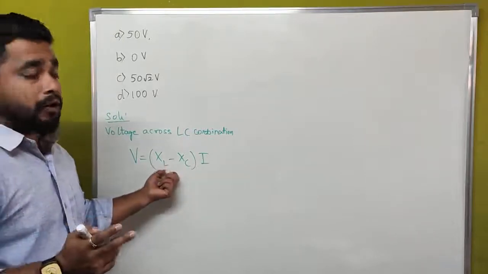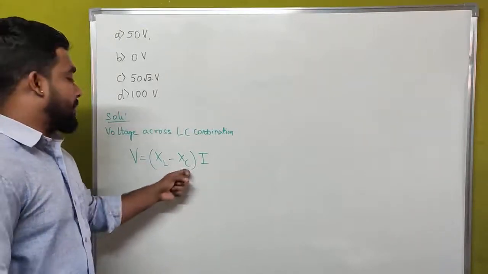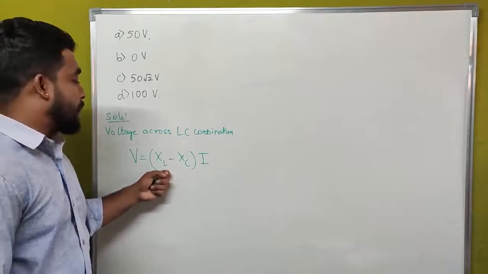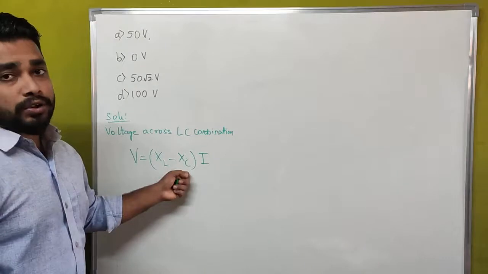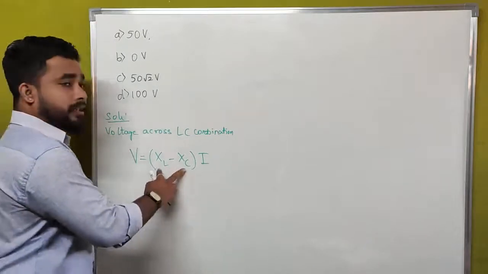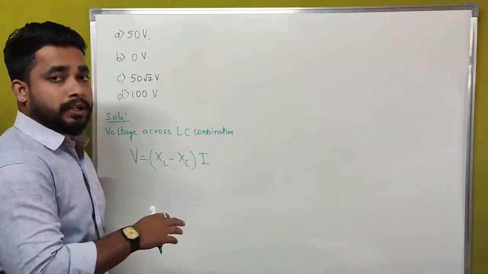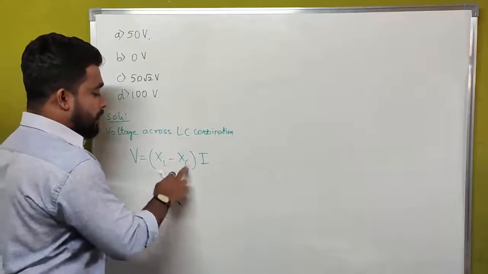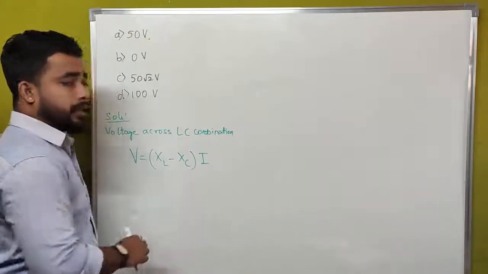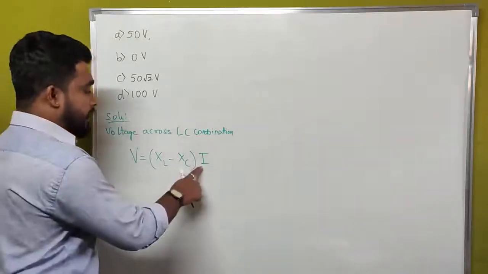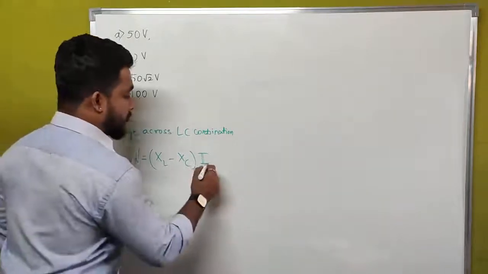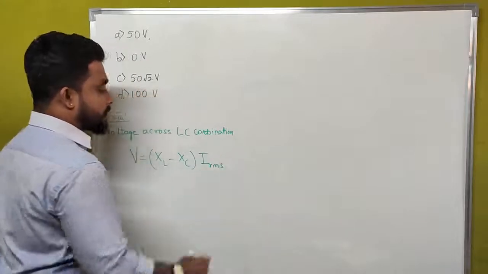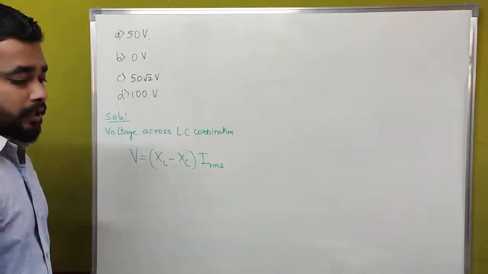But here we have two components, one is a capacitor and the other is an inductance. That's why we have to consider two resistance concepts. Here reactance means the resistance of a circuit. So here we are considering inductance and capacitance. Current into resistance is nothing but voltage. That is Ohm's law. We may consider this as the RMS value of current.